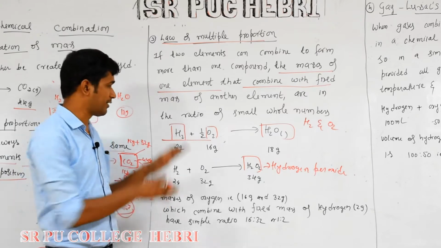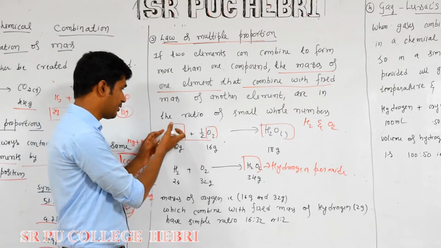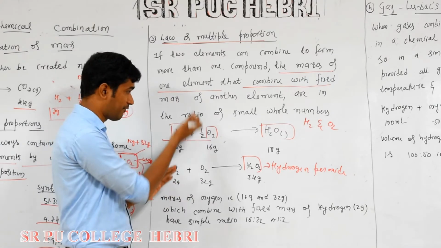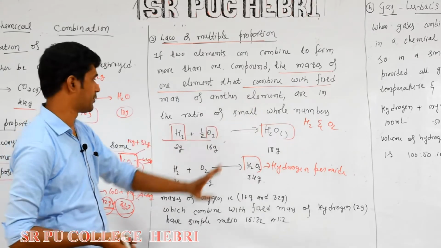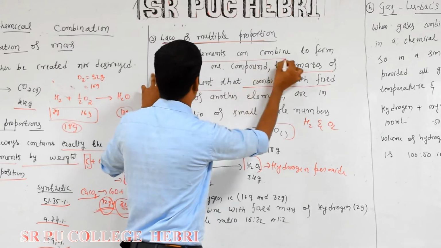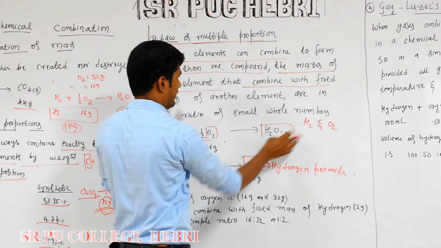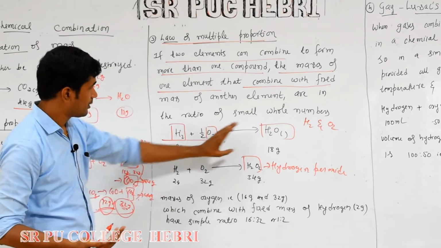See, the elements present in both reactions are the same. But look at the proportion: here H2 is the same but the proportion of oxygen is different. That's why it produces different types of compounds. Look at the difference. You understood the first part: if 2 elements can combine to form more than one compound, I explained this in the first part. There are 2 elements, they are going to form what?